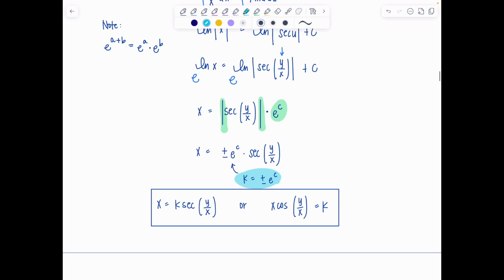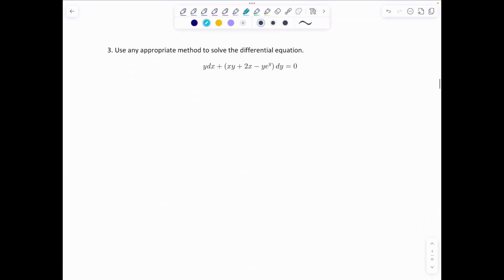Beautiful. Moving on. Use any appropriate method to solve the differential equation. So, you know, this test is all jumbled up. They didn't know what technique to use where always. It's first order. So you're thinking back to the beginning unit. It's not going to be homogeneous. And it's not exact if you check. No, so sorry. It's actually linear.